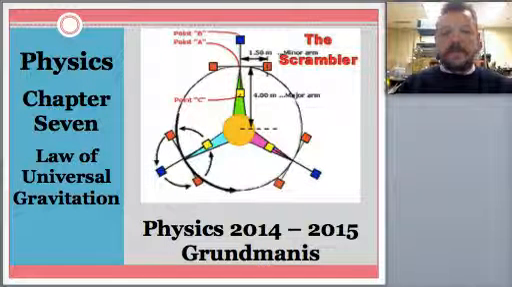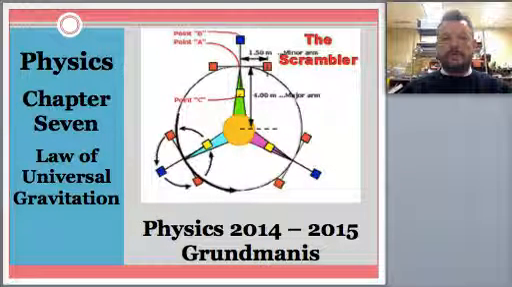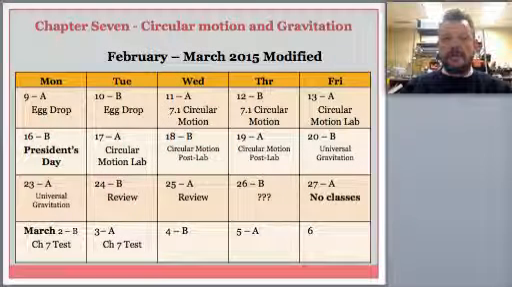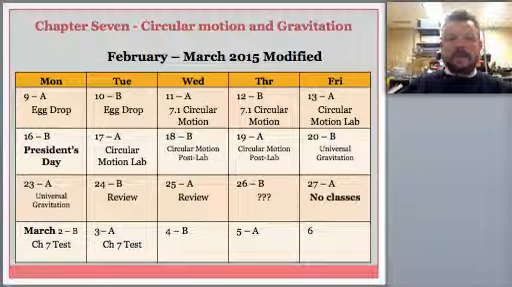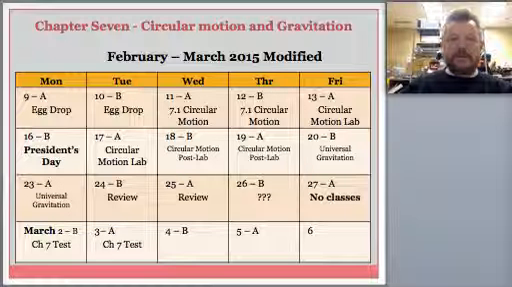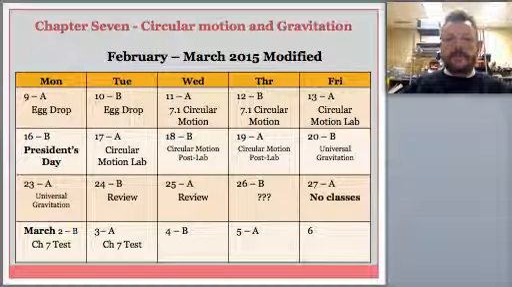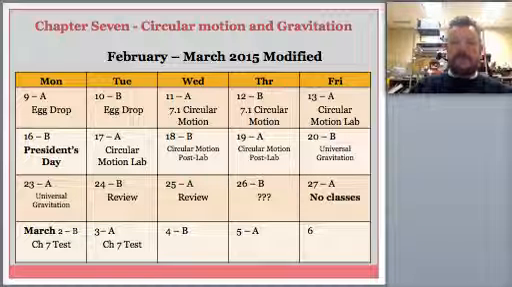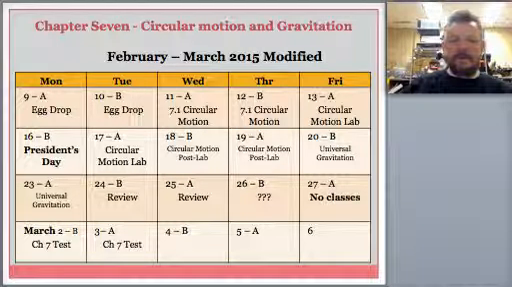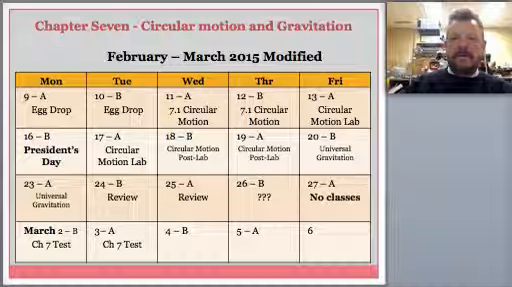Welcome to Physics, Chapter 7, Law of Universal Gravitation. This is the updated schedule. You'll notice that the review days are next Tuesday and next Wednesday. We do not have class on Friday, so the Chapter 7 test will be on March 2nd for Physics B and March 3rd for Physics A.